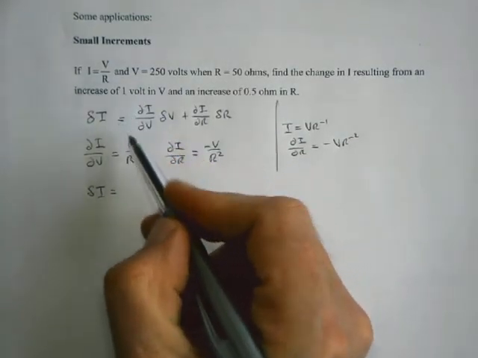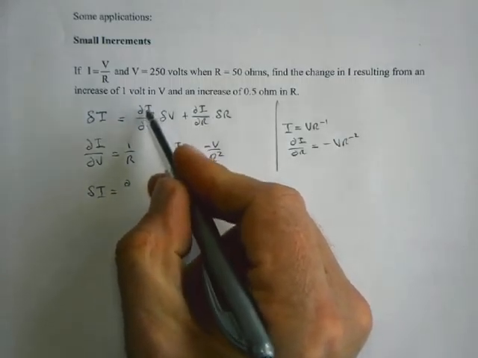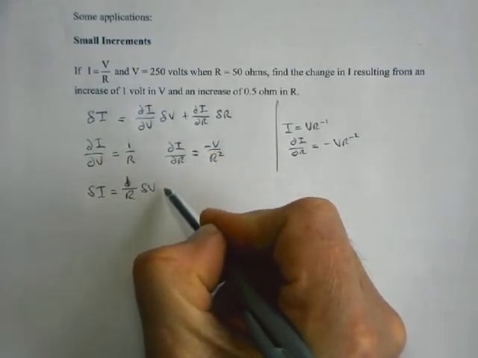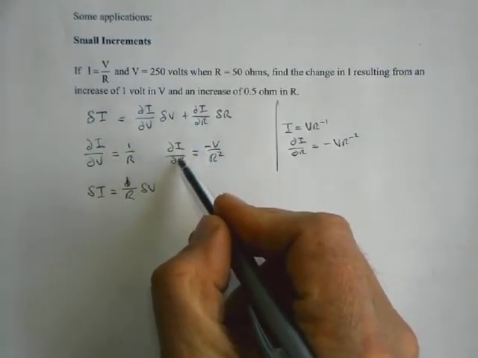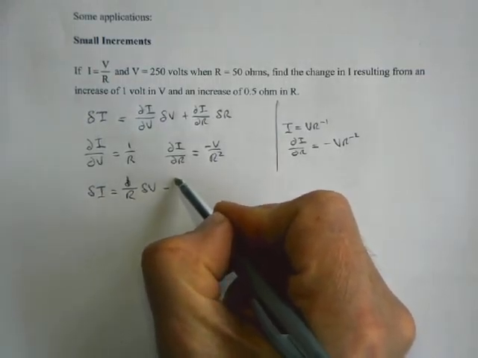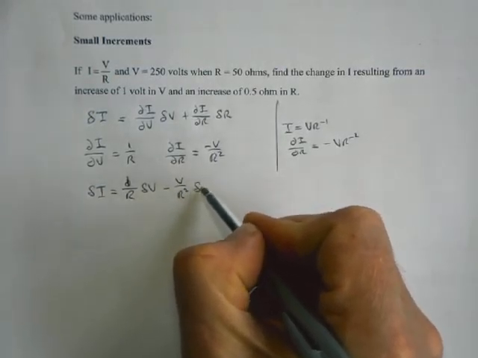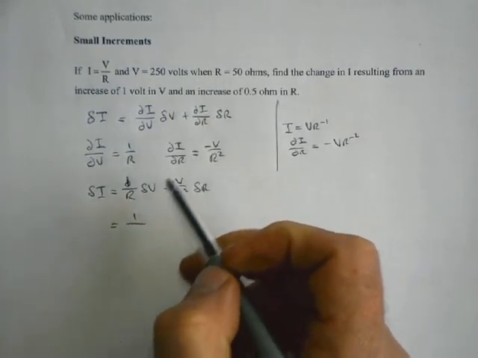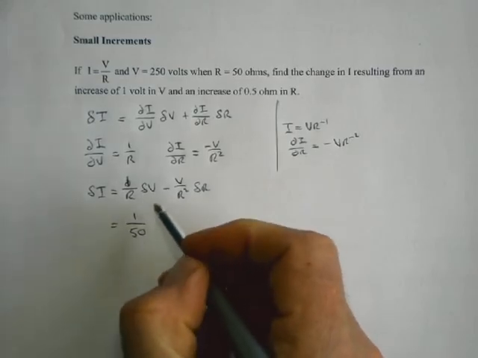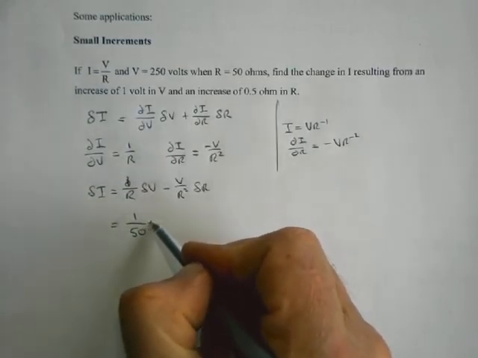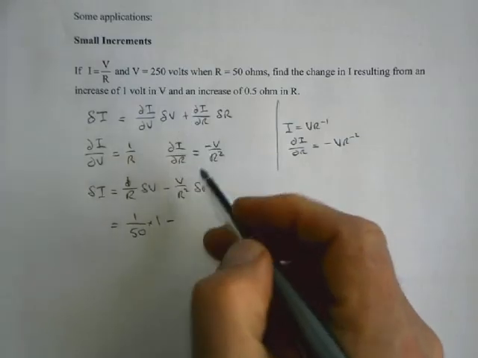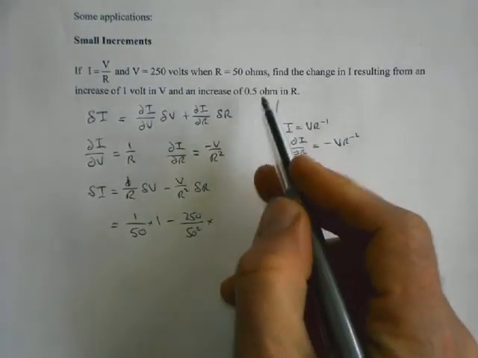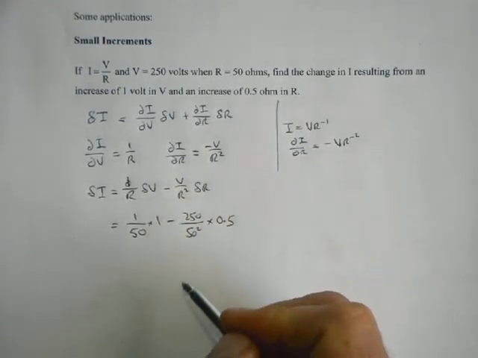So the increment in I is equal to di dv, which is 1 over R, times the change in V, plus di dr, which is negative in this case, so minus V over R squared, times increment in R. And then we can just stick things in, so 1 over R is 50, times the change in V, which is an increase of 1, so it's just 1, minus V, we're told is 250, over R squared, times the increment of R, which is 0.5.